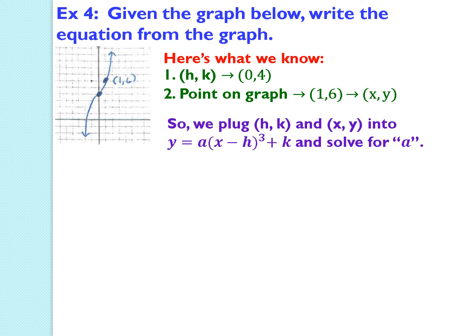So we're going to plug H and K, X and Y, into Y equals A times X minus H cubed plus K. And then we're going to solve for A. So here I've plugged in all my values. And now I just start calculating. Now 1 minus 0 is 1. And 1 cubed is 1.